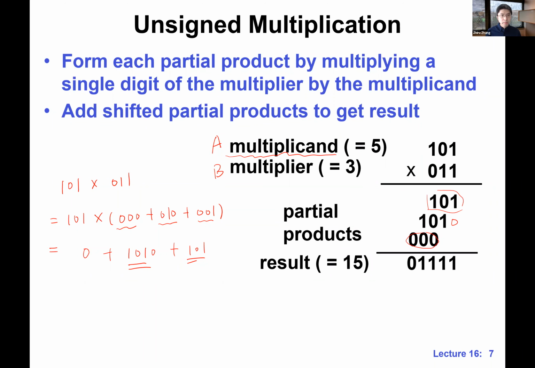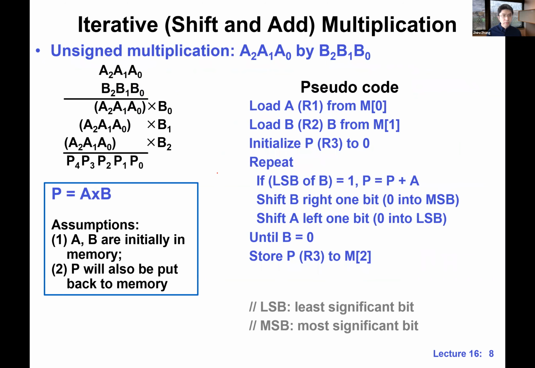Any questions about this example? Really, it's just about the partial products, and the partial product is basically a shifted version of A. If you get this, then you pretty much appreciate the essence of binary multiplication.